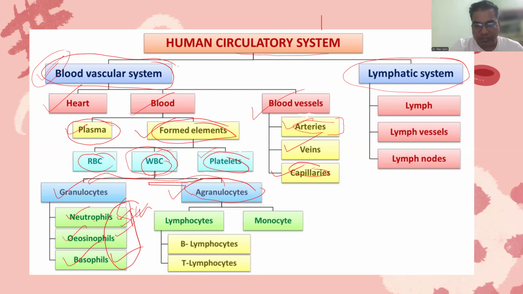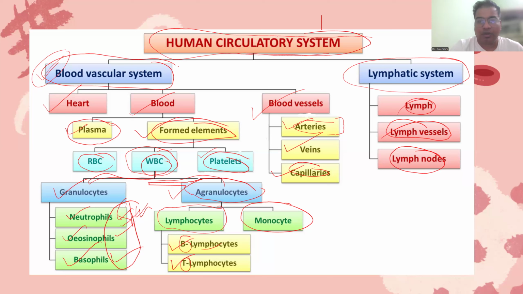In case of agranulocytes, we have two types: the lymphocytes and the monocytes. In case of lymphocytes, there is a B lymphocyte and T lymphocyte, where T represents thymus and B represents bone marrow. In the lymphatic system, we have lymph vessels and lymph nodes. So this is all about the human circulatory system.